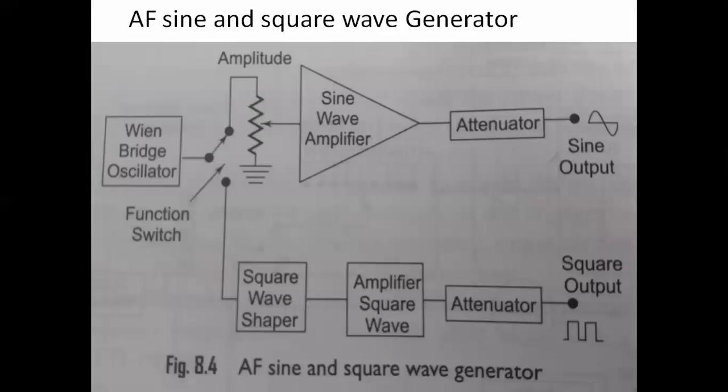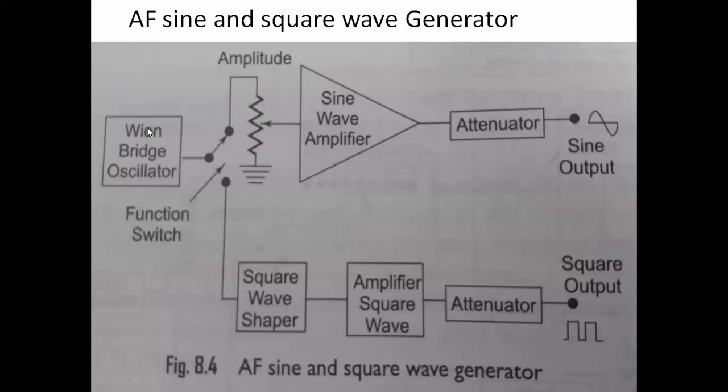So coming to the next one: audio frequency sine and square wave generator. In this case of wave generators, we can produce sine wave and square wave. Both the sine and square waves we can generate by using this audio frequency sine and square wave generator.